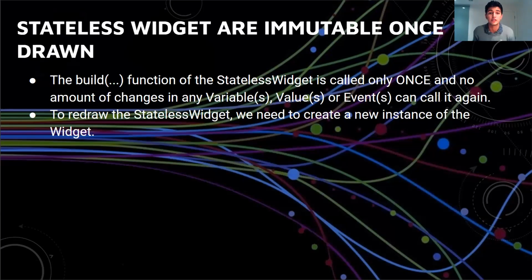It's called once and only once. So that means that any change in variables, values, or events will not make it call again. To redraw it, you have to either go to another page and come back or reload the app entirely.